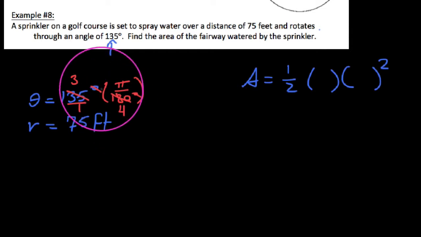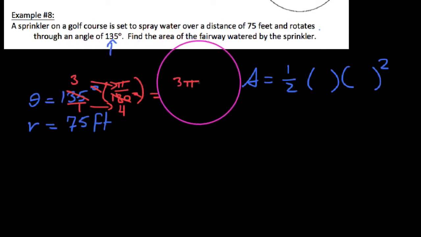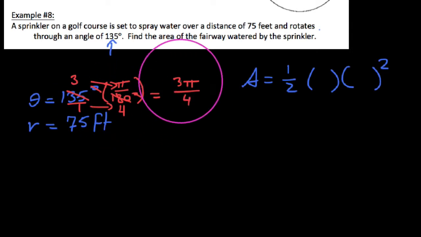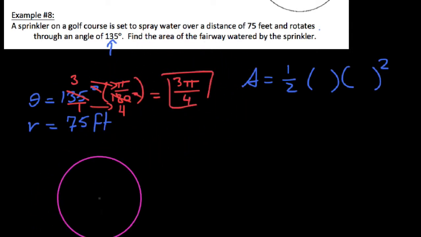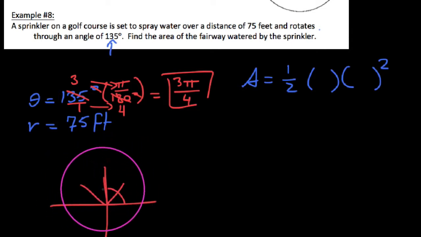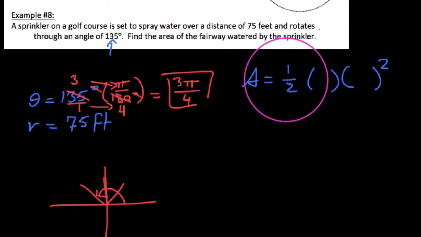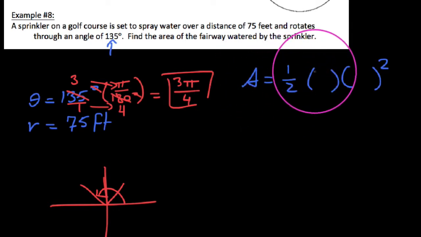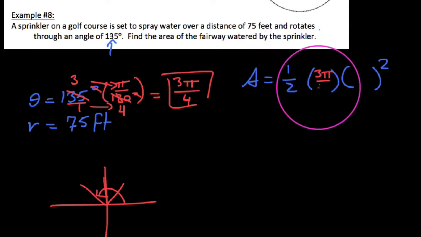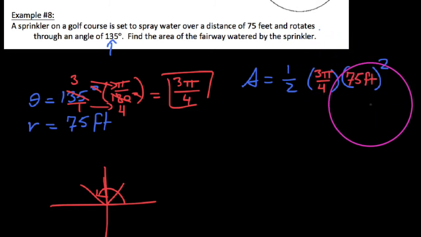So as far as our angle in radians goes, we have 3 times pi on top, so we have 3 pi, and then 1 times 4 on the bottom, or 3 pi fourths. When one considers this, 3 pi fourths would be a pi fourth, pi fourth, pi fourth. 135 degrees is the same thing as 3 pi fourths. But we do have our angle now, so let's substitute these values. We say 3 pi fourths times 75, and this is important, we put our units in here, feet squared.